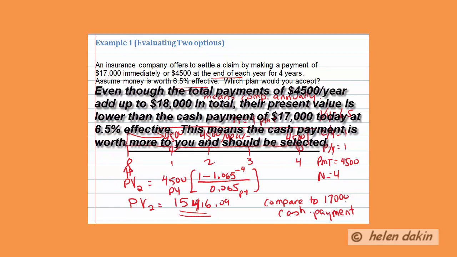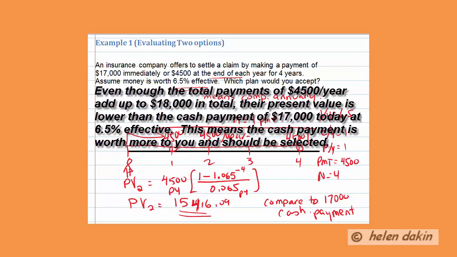It represents a better return to you at 6.5% effective. Of course, your conclusion may have been different if you used a different interest rate, but we're sticking with 6.5% for our analysis at this time. You'll notice that this is an interesting outcome, because the total value of all of the payments in terms of their face value is $4,500 times 4, or $18,000 in payments over time.